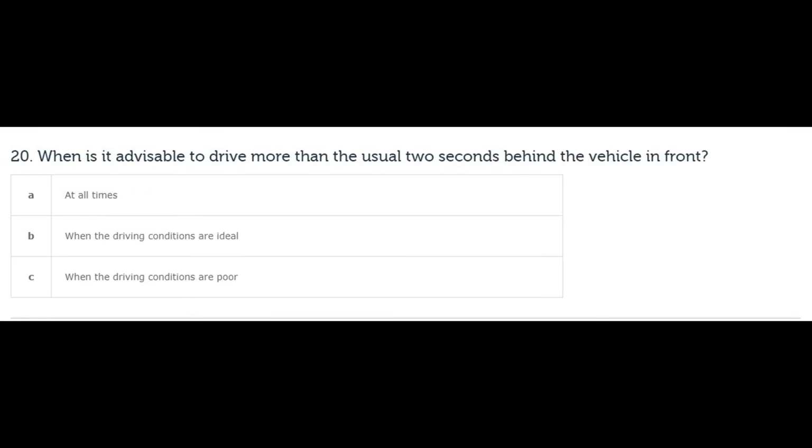Question 20. When is it advisable to drive more than the usual 2 seconds behind the vehicle in front? A. At all times. B. When the driving conditions are ideal. C. When the driving conditions are poor.